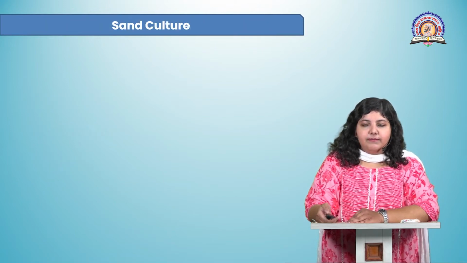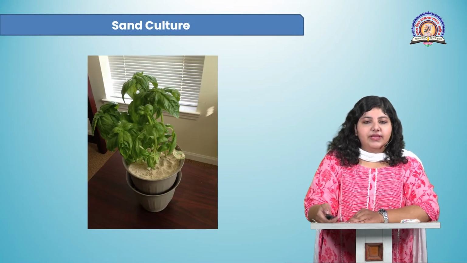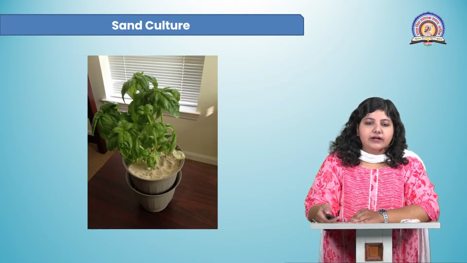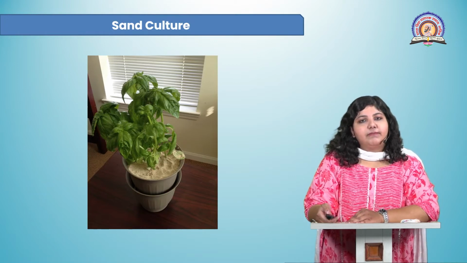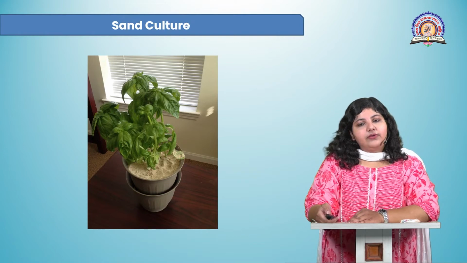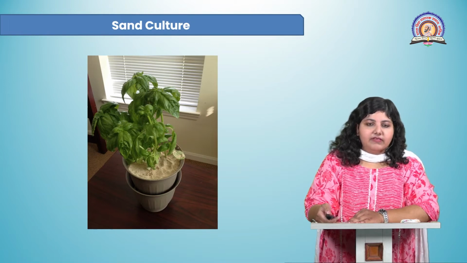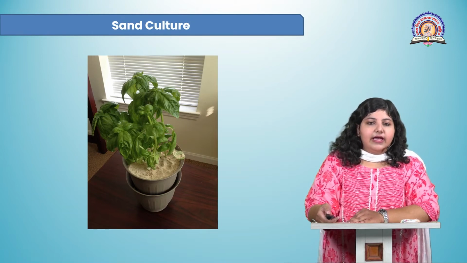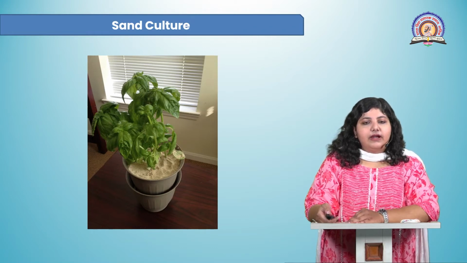Let us see each of these methods one by one. The first method is sand culture. You can see the picture here, a basil plant planted in sand. Plants are grown in sand; the growing medium is sand. The sand is washed thoroughly, cleaned, made sterile, and filled in earthen pots with drainage holes. The experimental plant is planted in this medium.